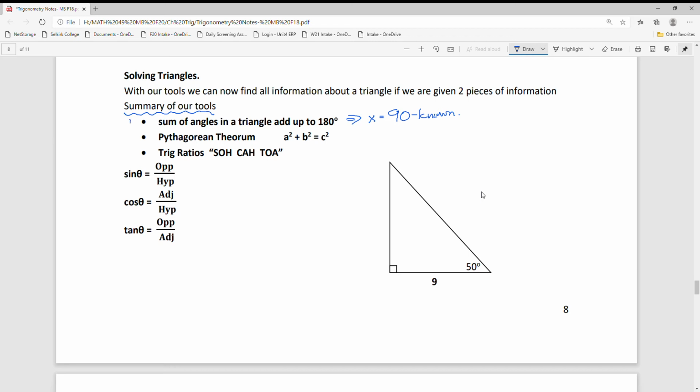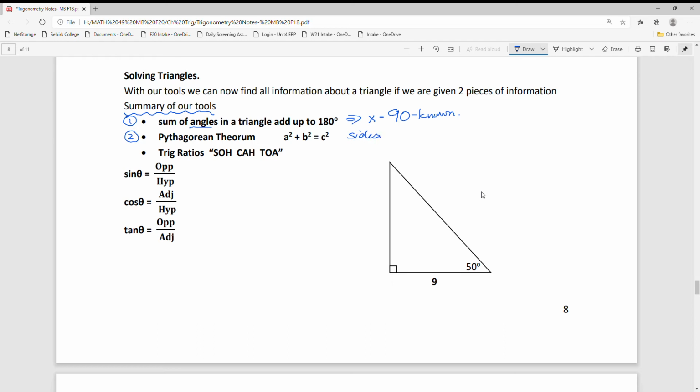The next tool that we had was the Pythagorean Theorem, and people usually do remember it. That was the sum of the squares of the two sides of the triangle equals the square of the hypotenuse. So we did all about angles and we did all about sides.